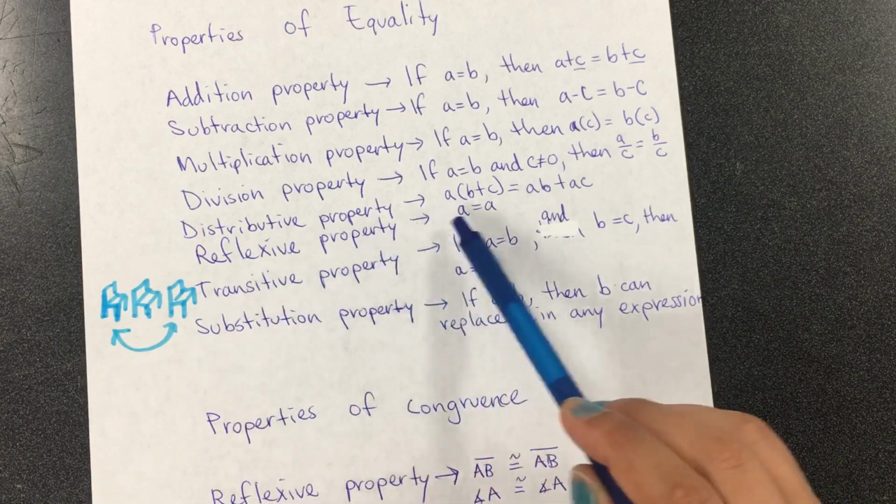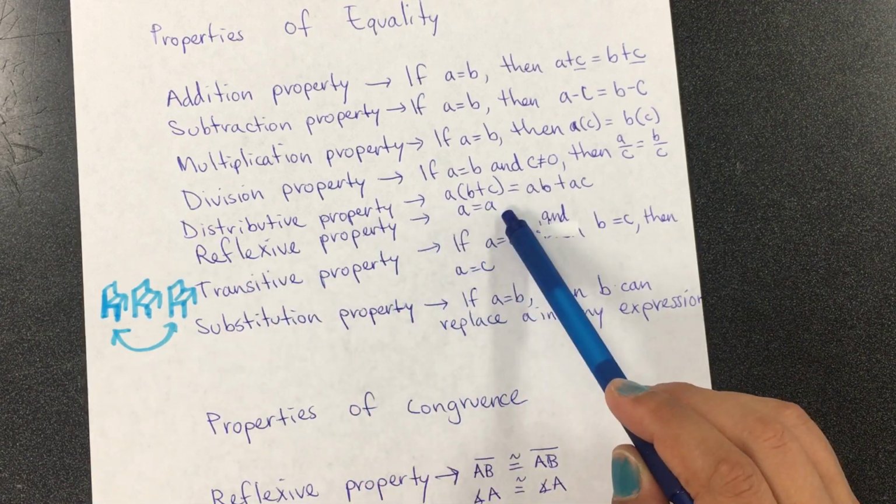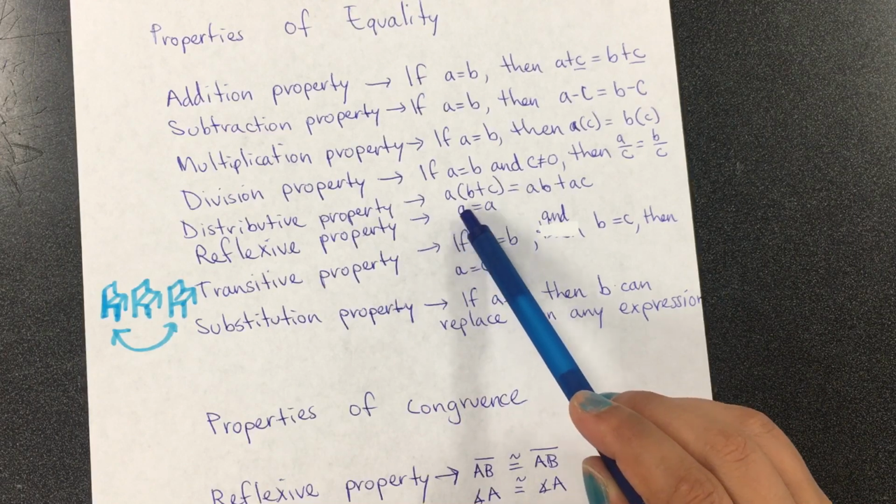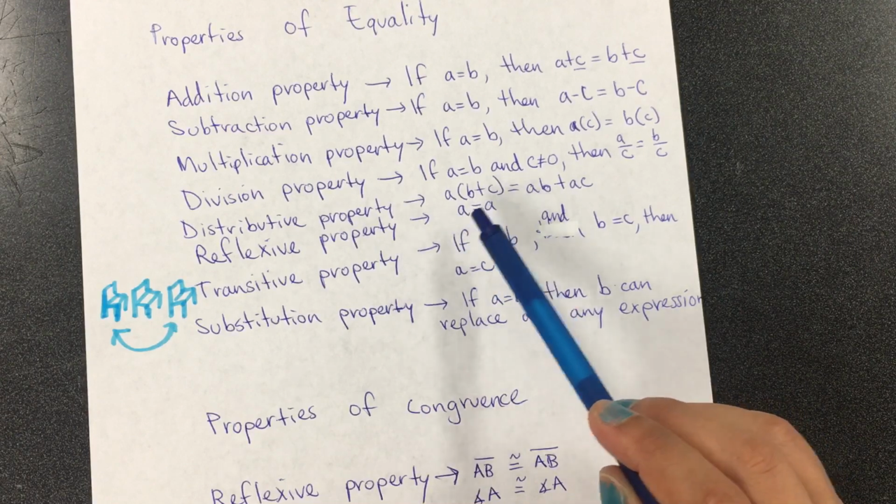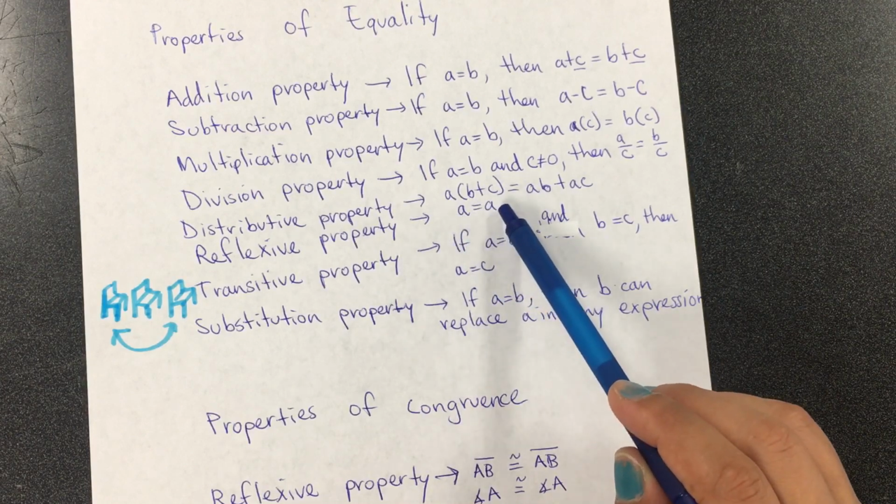Reflexive property says that A equals A, meaning any line is equal to itself or any number is equal to that same number.